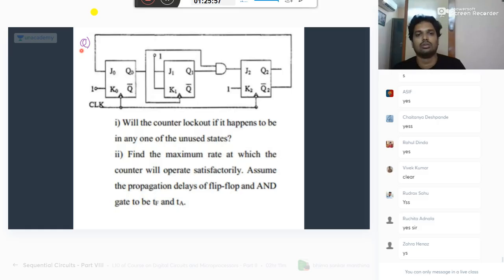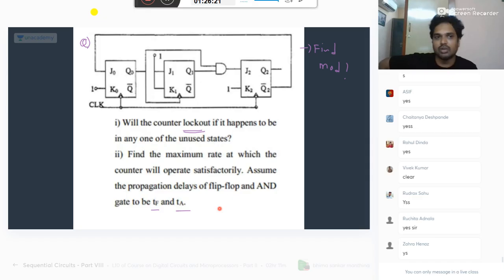Okay, first question. First find the mod. Find the mod of this counter. Will the counter lock out, that is, is there any lockout occurring? Find the maximum rate at which the counter operates satisfactorily. Assume the propagation delay of the flip flop and AND gates are TF and TA respectively. So if you are okay, I can start the question.